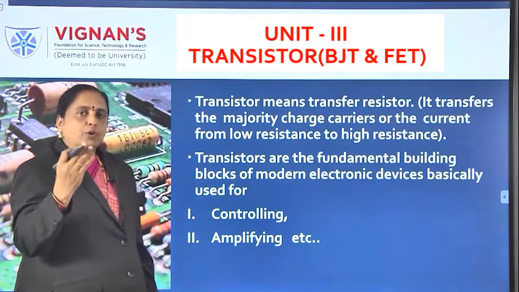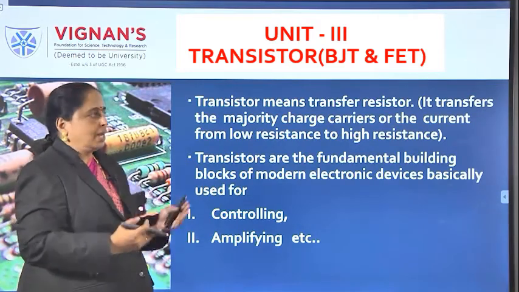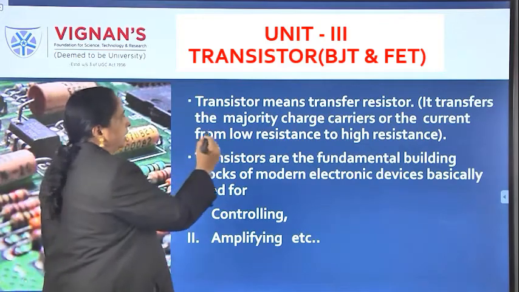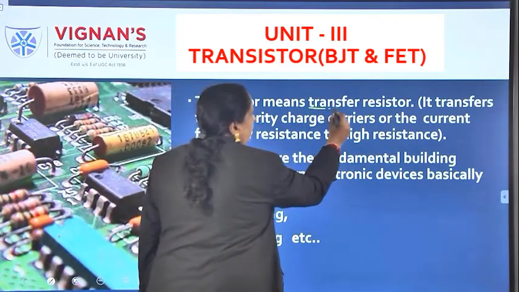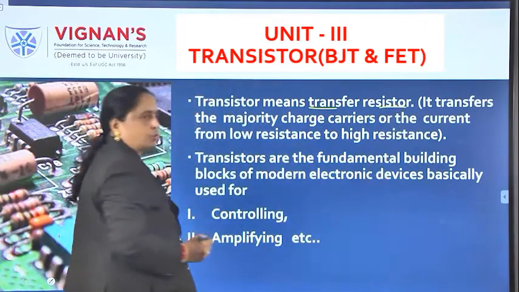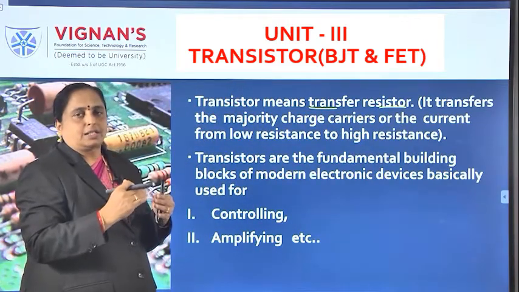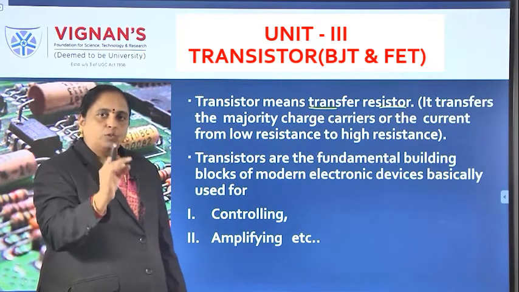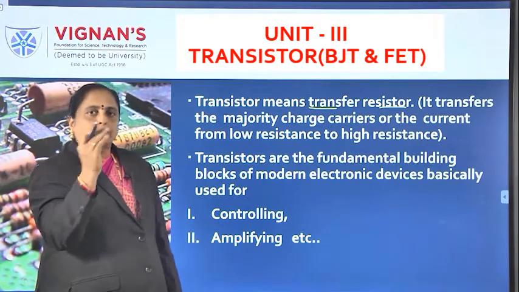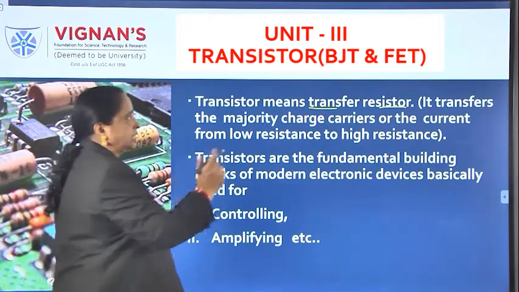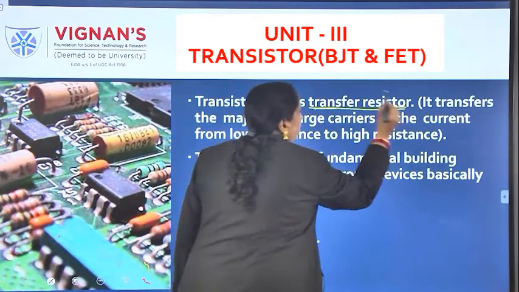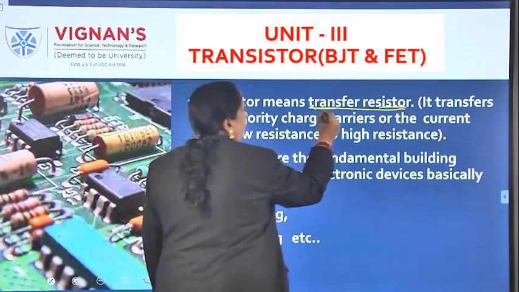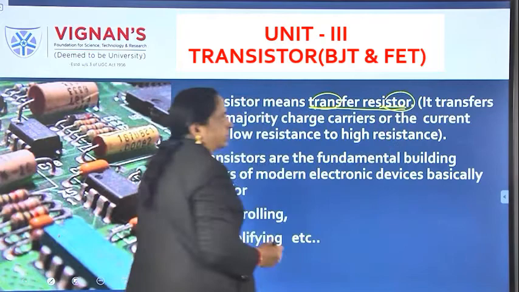So before going to the details of a BJT, let us study how the transistor name is given. A transistor means transfer resistor. Joined together, we call this a transistor. So what is transferring here? The charge carriers are moving from one resistance path to another resistance path. That's why we call this a transfer resistor.